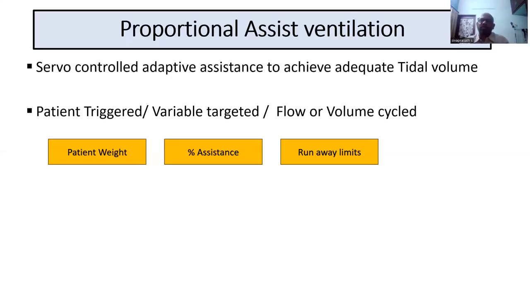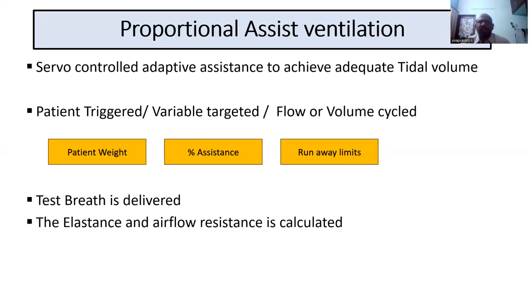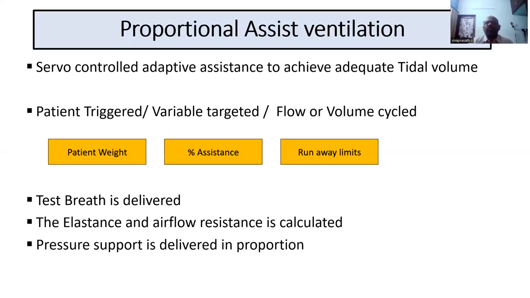Something like this. If you set those limits, it's called runaway limits. Because it's a fully automated mode, you should see to it that the mathematical calculations don't drive these patients into very high rates of high minute ventilation. In a similar way to other modes, here also a test breath is delivered. In adaptive support ventilation, the elastance and airflow resistance are calculated, and it will ask you what amount of assistance you need to support. Once you set that, the pressure support is delivered in proportion to the initial inspiratory flow.